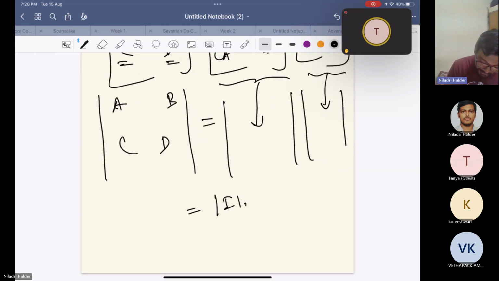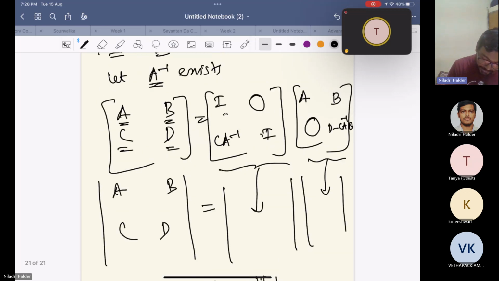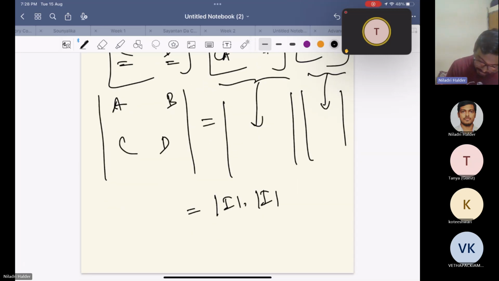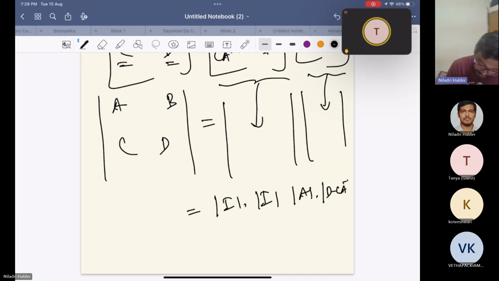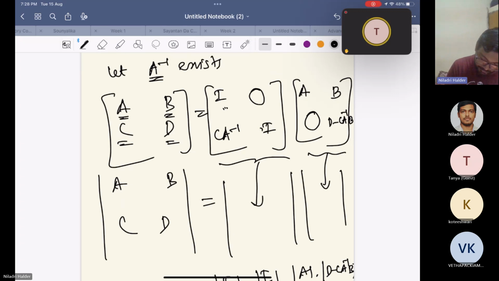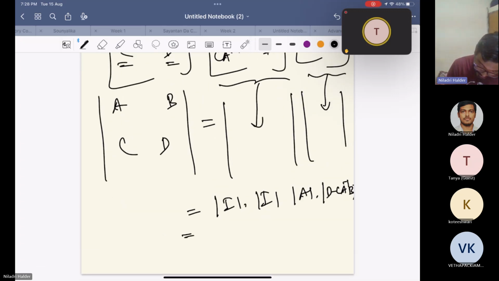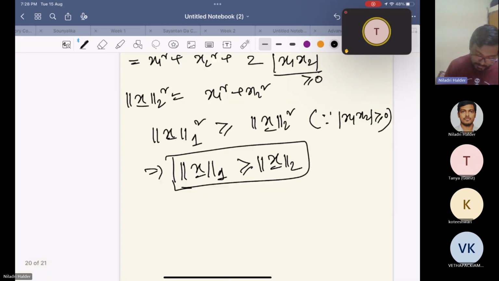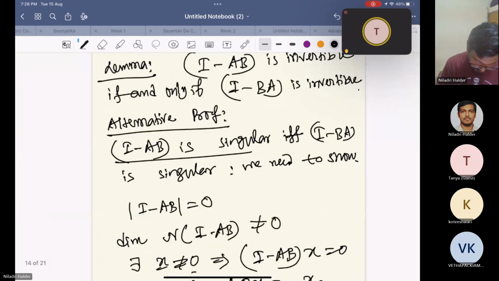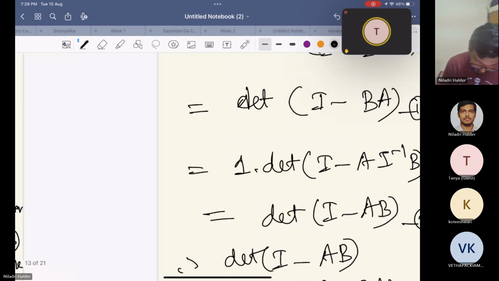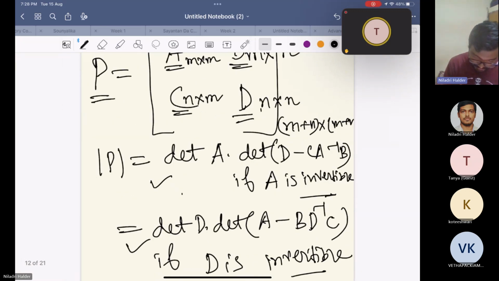So that means determinant of I into determinant of I for this case, and here it will be determinant of A into determinant of D minus C A inverse B. Okay, this element. So that means this is the same as determinant of A into determinant of D minus C A inverse B. Okay, so that's what I have written in this formula, same formula.